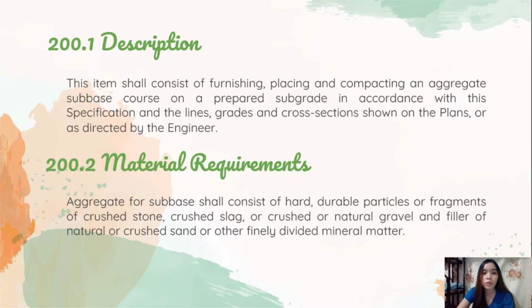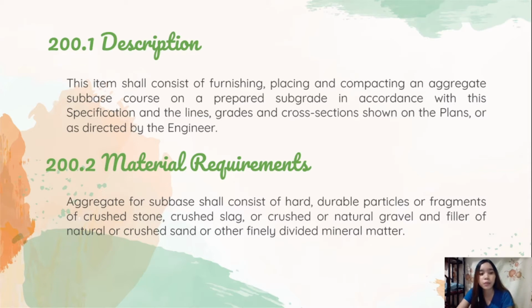So 200.1 is the description. This item shall consist of furnishing, placing, and compacting an aggregate sub-base course on a prepared subgrade in accordance with the specifications and the lines, grades, and cross-sections shown in the plans or as directed by the engineer.